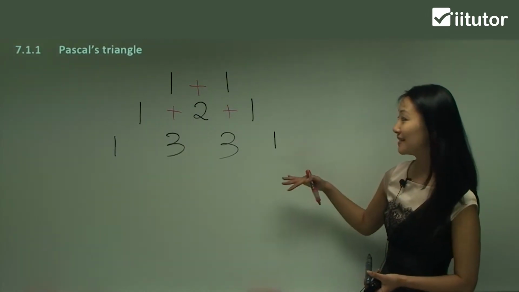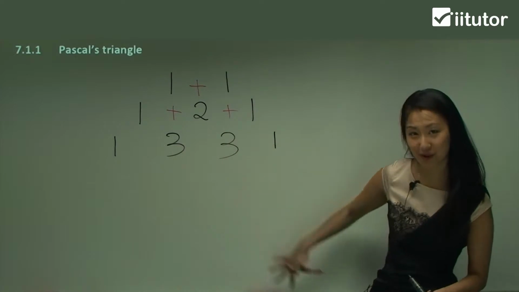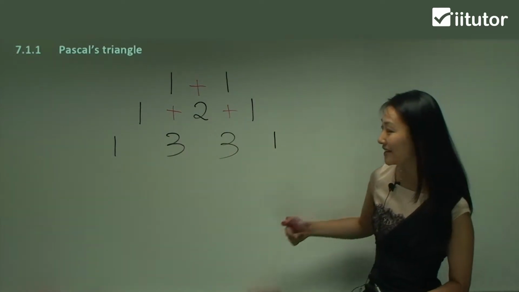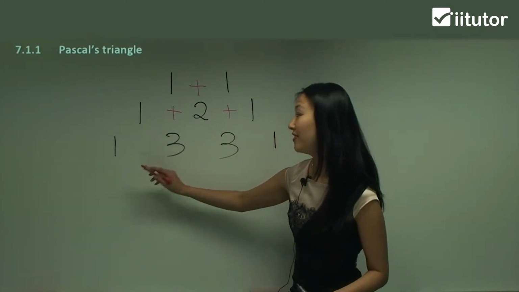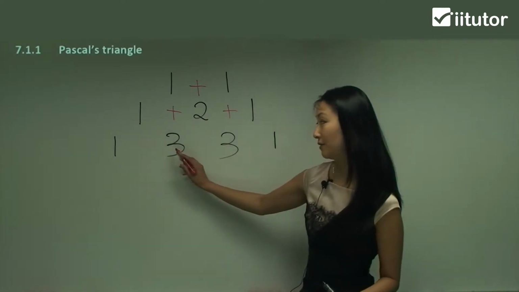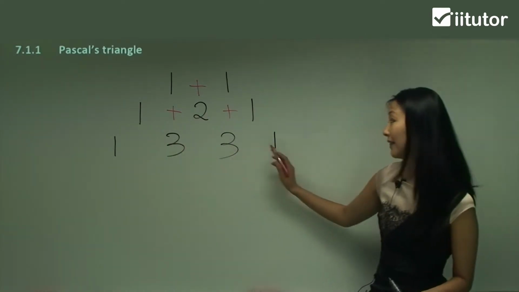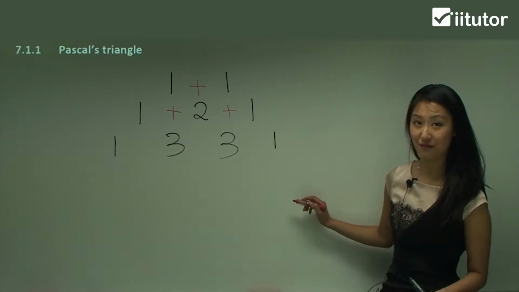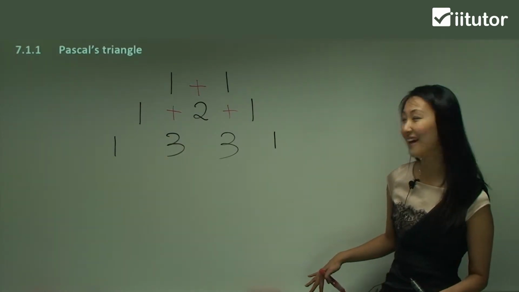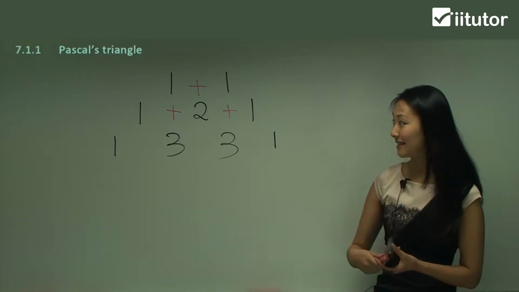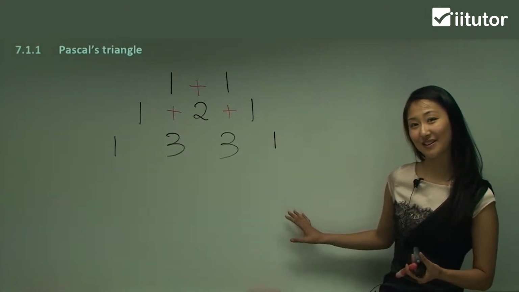So using this method, you can see how we can keep going forever. So it always starts off with 1. And this number here would just be 1 plus 3, so it'll give us 4. 3 plus 3 will give us 6. That'll give us 4, and we'll end off with 1 as well, and so on, yeah? So as long as you know the basics for that, you can work out the Pascal's triangle.